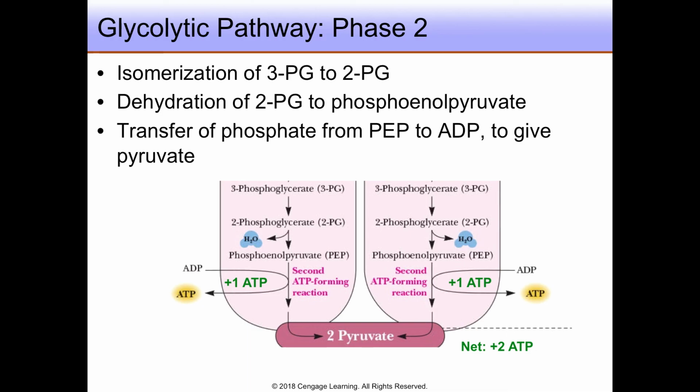With this brief overview, hopefully you can see that the main benefit of the pathway is the direct generation of energy in the form of ATP.